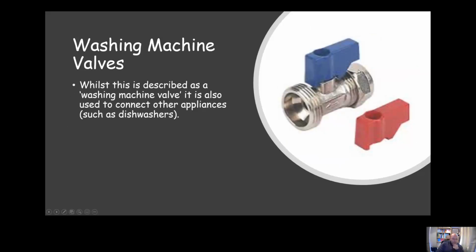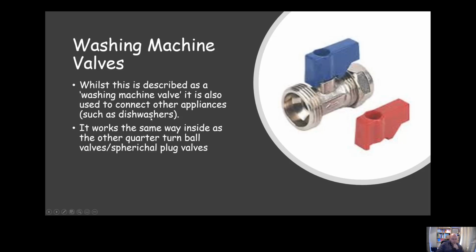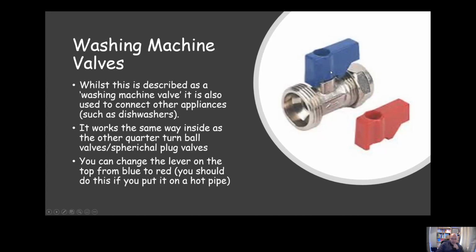These are washing machine valves. They work exactly the same way inside as the service valves we've just looked at. The only difference is they've got a different type of thread on the other end, which is designed for putting on your hoses for your washing machine and dishwasher. You get different heads that you can put on these, different levers, I suppose, if you want to describe them as that.